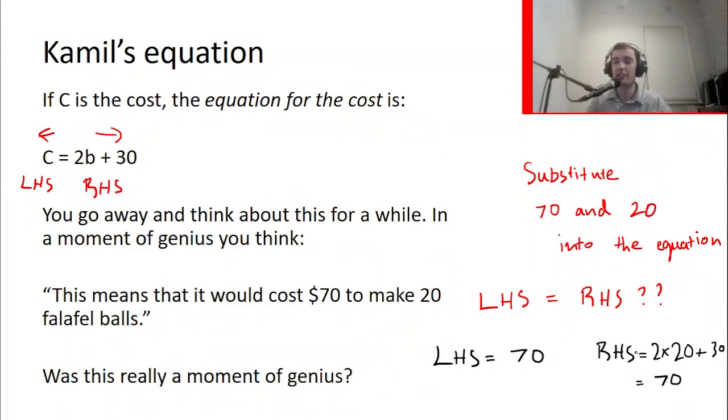Now, we can see the left-hand side equals the right-hand side. So this has obeyed the rule. That means it's correct. That means it actually was a moment of genius. You really worked it out. You realized that it would cost $70 to make 20 falafel balls, and you were correct.